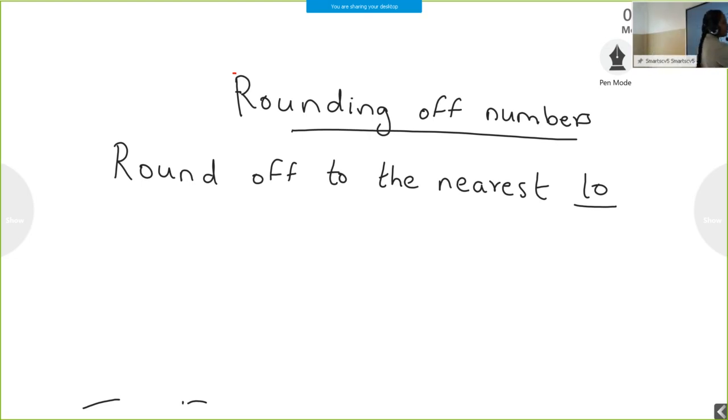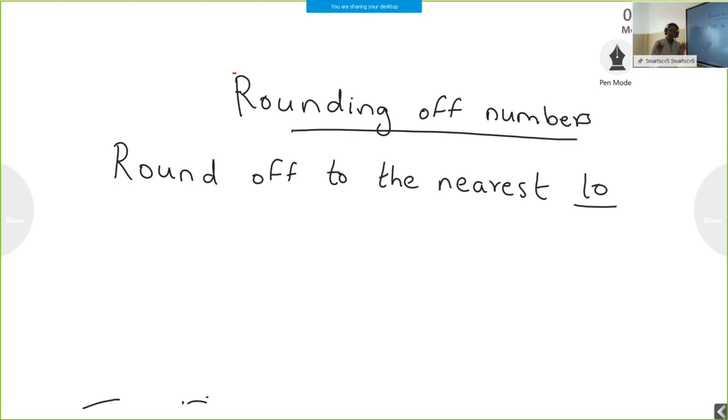This is to the nearest 10, which means we have to round off this number to the nearest 10th place. Understand? If the question is to round off the number to the nearest 1000, we have to give the approximate nearest round number to the nearest 1000th place. If it is round off to the nearest 100, we have to round to the 100th place.